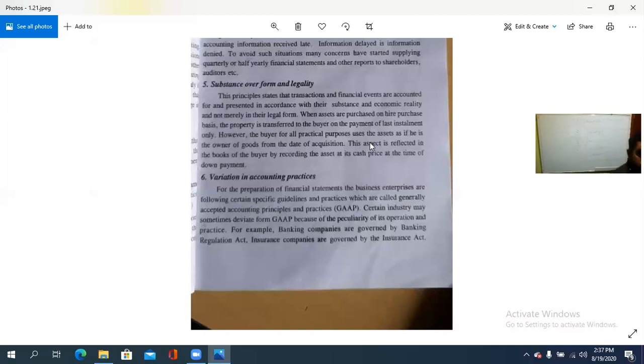For the preparation of financial statements, the business enterprises follow certain specific guidelines and practices which are called the GAAP. Certain industries may sometimes deviate from the GAAP because of the peculiarity of operation and practice. Banking companies are governed by the Banking Regulation Act and insurance companies by the Insurance Act.